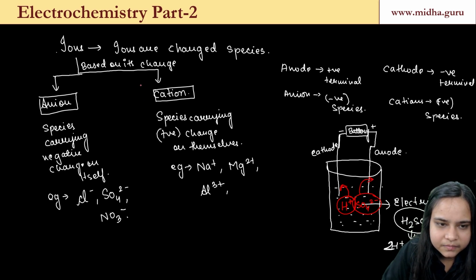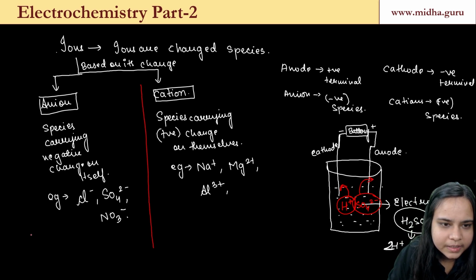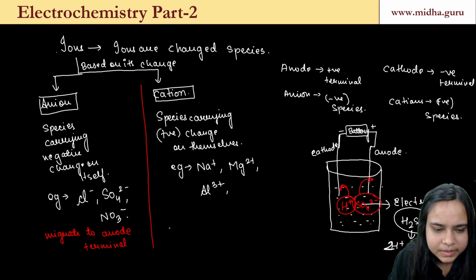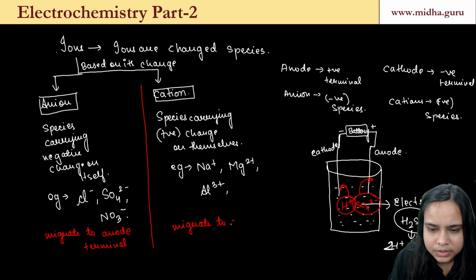So we can conclude from here that anions migrate to the anode terminal and cations migrate to the cathode terminal.